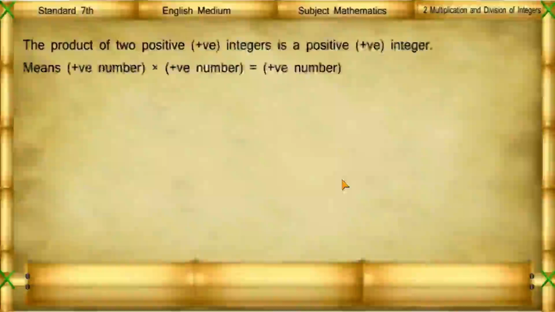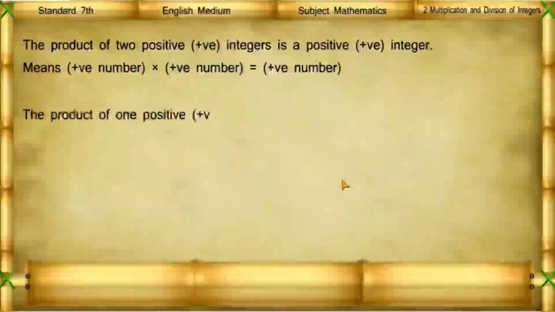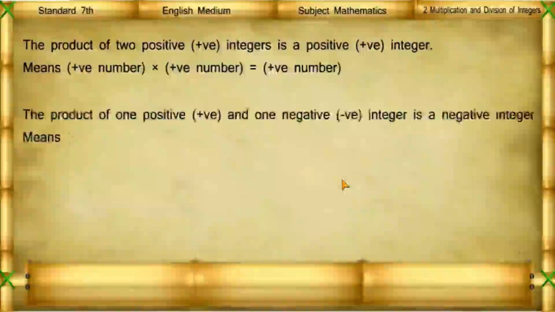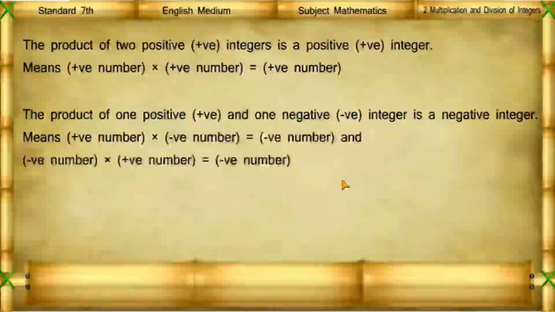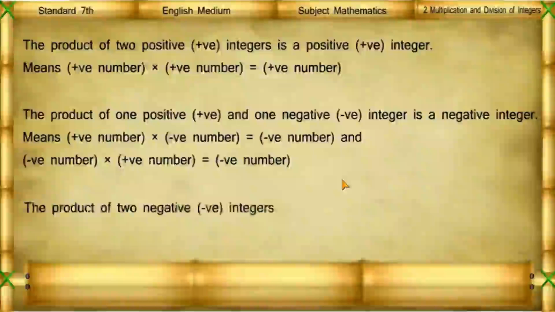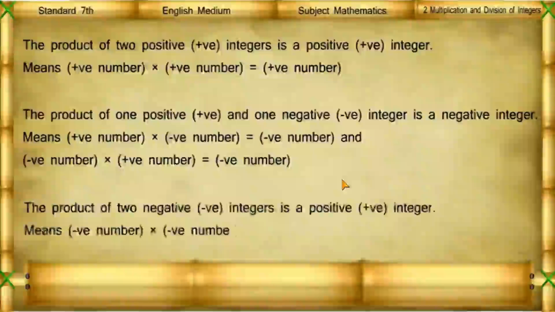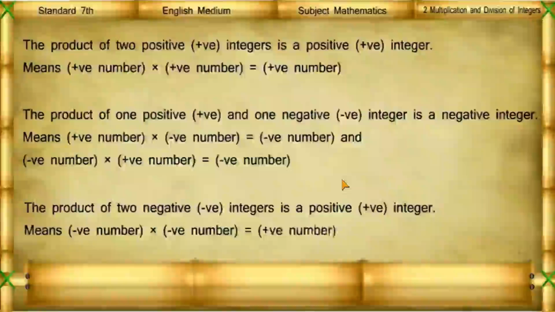The product of two positive integers is a positive integer, means positive number into positive number is equal to positive number. The product of one positive and one negative integer is a negative integer, means positive number into negative number is equal to negative number, and negative number into positive number is equal to negative number. The product of two negative integers is a positive integer. Means negative number into negative number is equal to positive number.